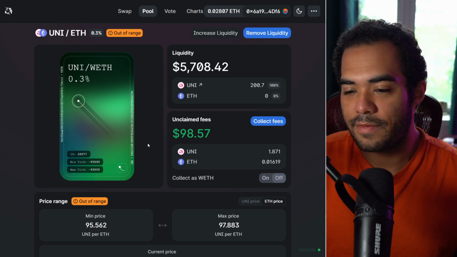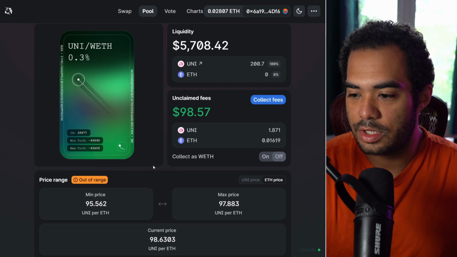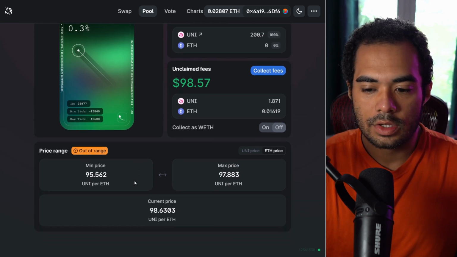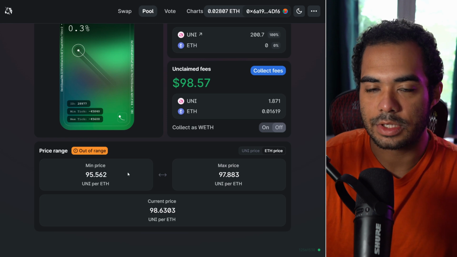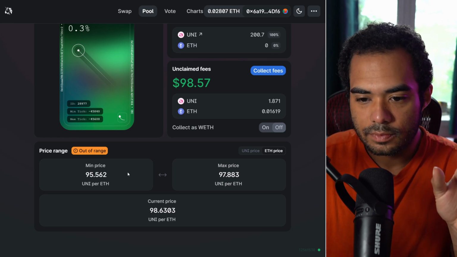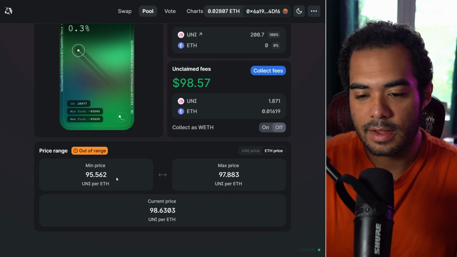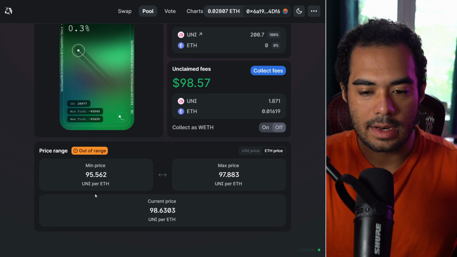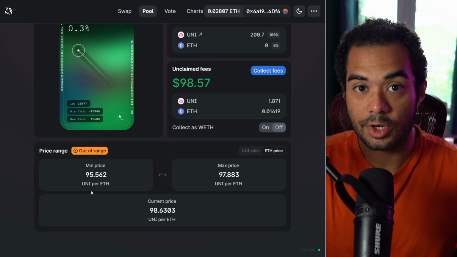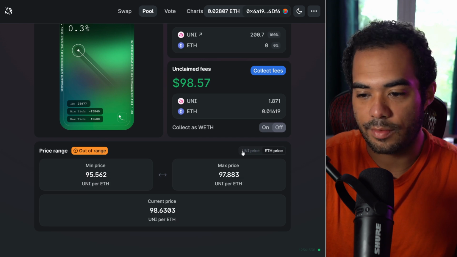Now that we have the position explained, let's talk about the liquidity range, which is going to be over here. I think this is the most important part about Uniswap v3, and it's explained by min price and max price. Because I have a Uni ETH pair, I have to put my range in terms of either Uni per ETH or ETH per Uni. We're going to go with Uni per ETH.